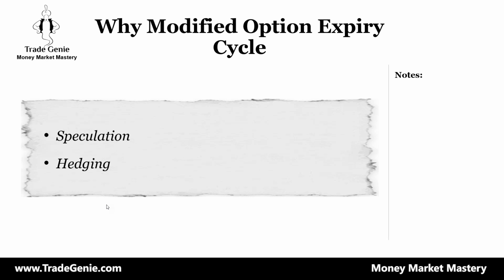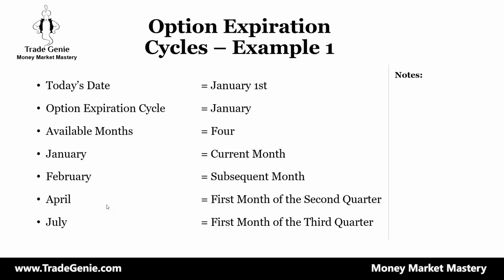So speculation and hedging. Now we need to understand what happens when the option expires and how the months are added. Right now, for the stock which is on the March cycle, we are not seeing the month of February, but eventually we will see February in FedEx. So let's say today's date is January 1st, and a stock is assigned to the January cycle.